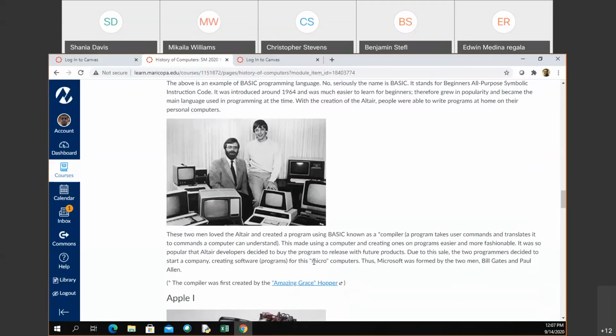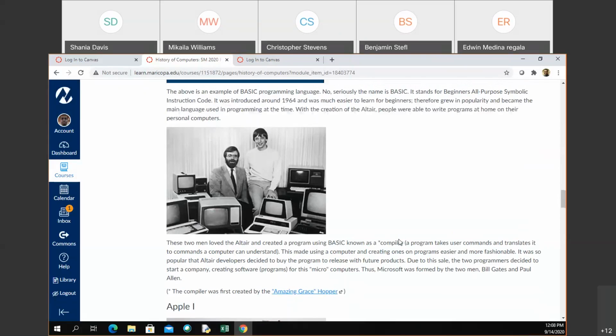Anyway, this made use of computers in creating one's own programs easier and more fashionable. It was so popular that Altair developers decided to buy the program and release it with their future products. So they decided to start their own company where they created software, these programs to make tasks a lot easier to do on these tiny computers that they call microcomputers. They were making software for microcomputers, and so they decided to name their company Soft Micro.